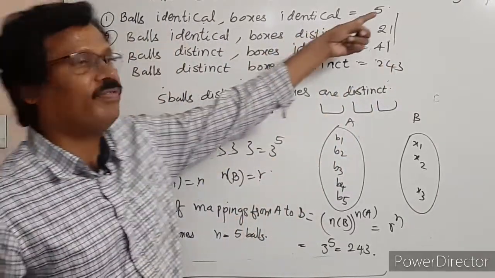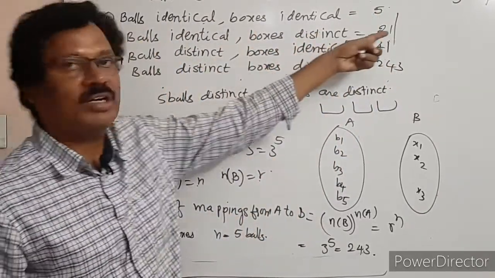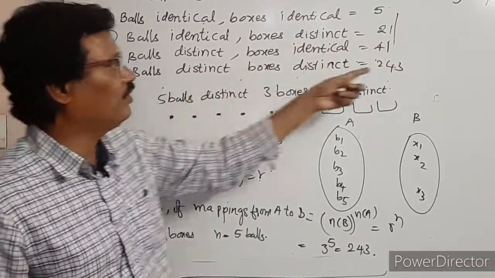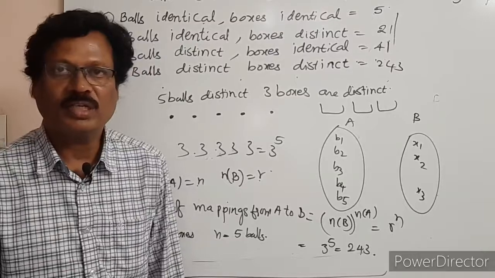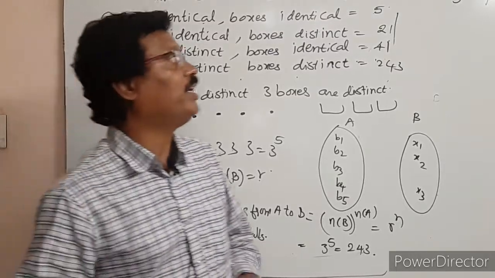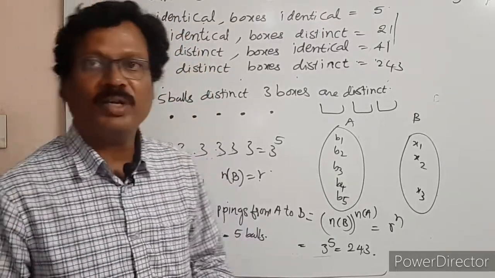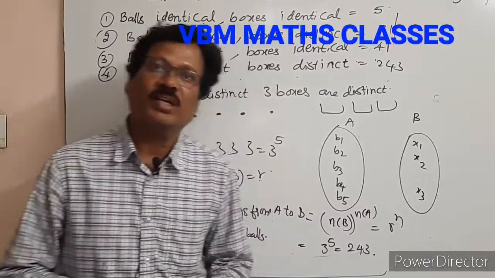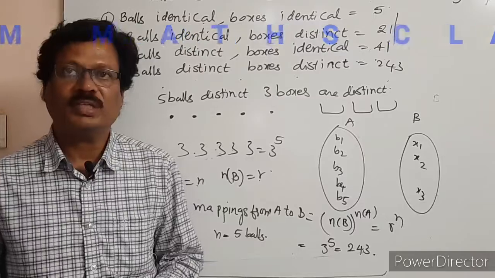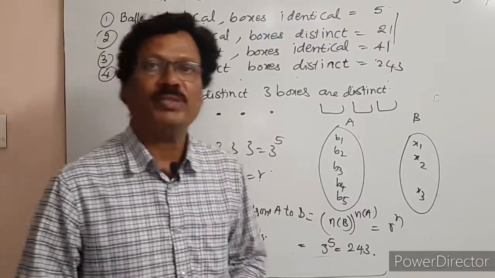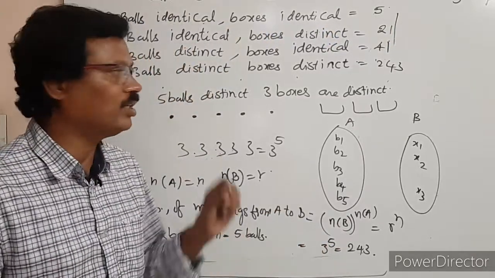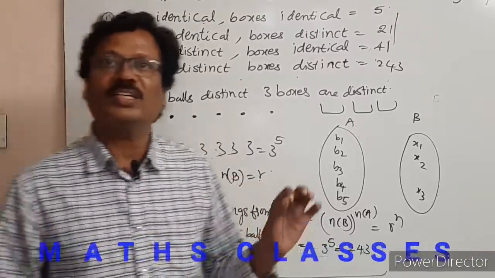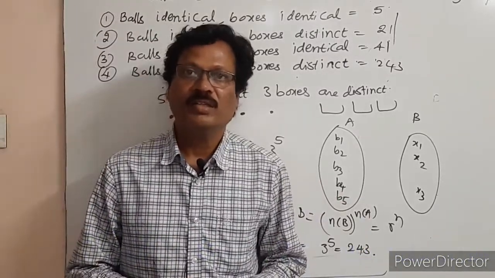First one we got 5, second one we got 21, third one we got 41, fourth one we got 243. Now, we have completed the case where a box may be empty. And in the last video, I discussed no box is empty. These 8 problems, totally 8 problems, are enough to understand any concept related to boxes and balls. Okay. Thank you everyone.